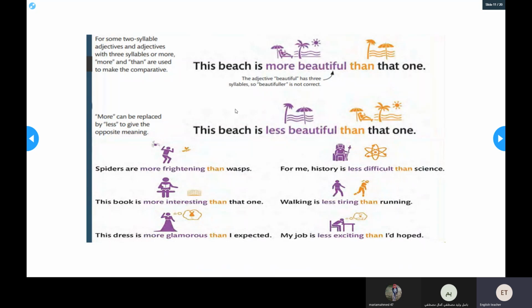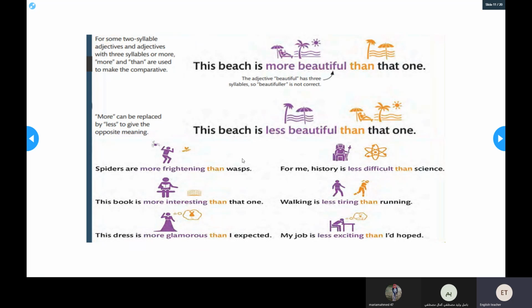Okay. So, we're still talking about the comparative adjective. We finished the regular adjectives, and now we are talking about the long adjectives, like beautiful. So beautiful, I can't add an ending to it. So what I do is before it, I put more or less. More when I want to say it's better or more. This beach is more beautiful than that one. Here, I can also say this beach is less beautiful than that one too.